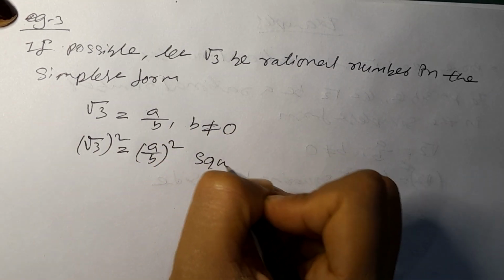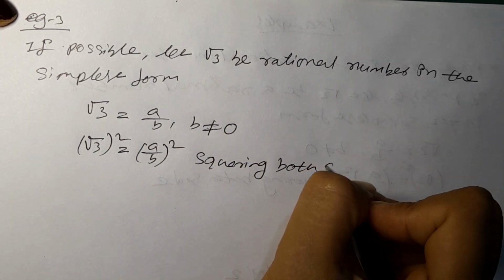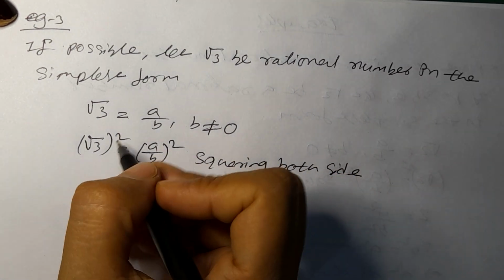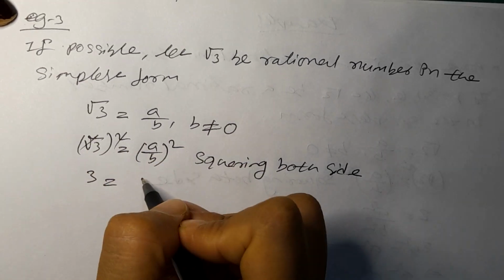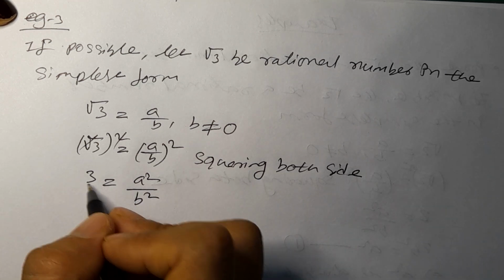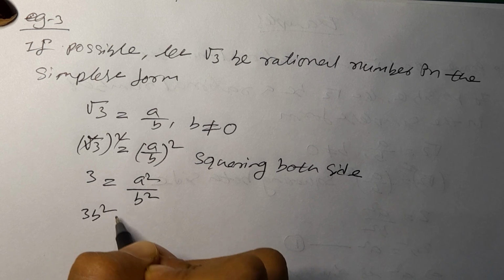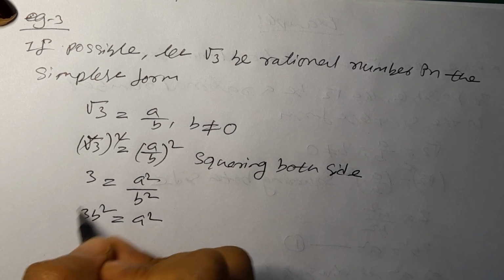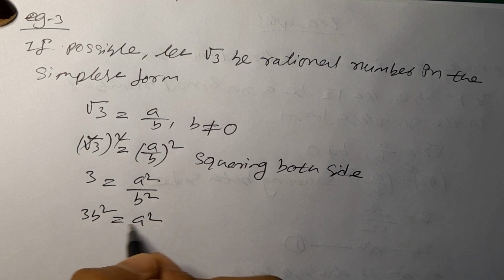Squaring both sides, the square and square root will cancel. So 3 will be the only thing remaining. It will be a square divided by b square. Now bring the b to this side. Since it is a divide, it will be multiplication. 3b square equal to a square. This number is divisible by 3, therefore a square is divisible by 3.